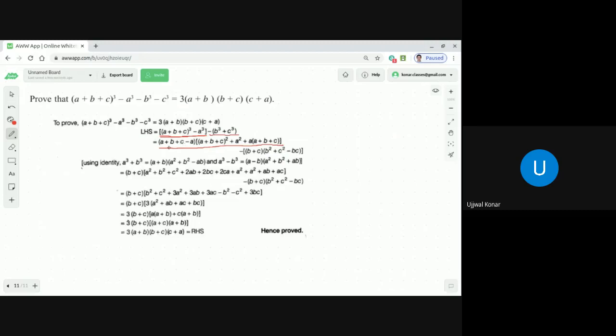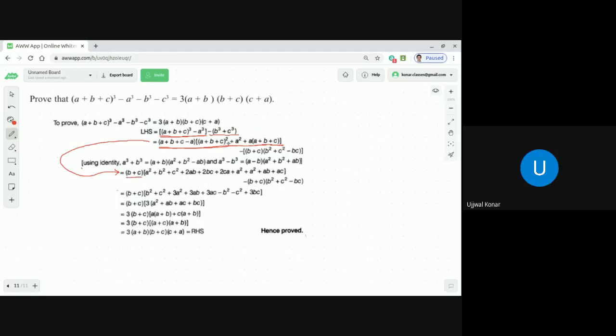Manishika, absolutely clear? Yes, I was clear in this, but I wanted to know, after using the identity, after that we are coming to this part. Then a plus b plus c minus a, so b plus c.